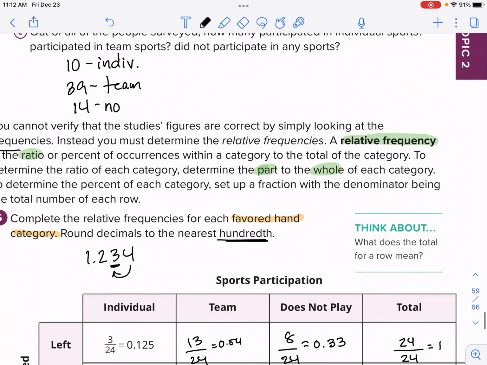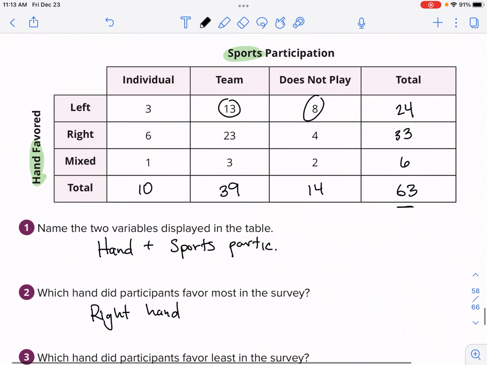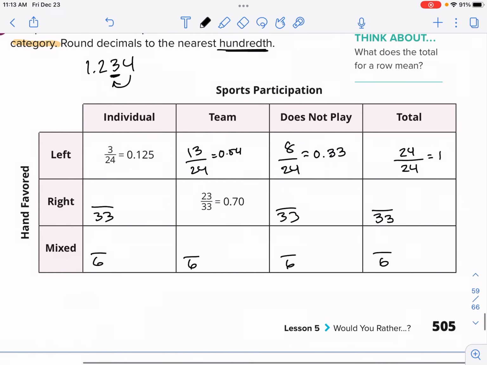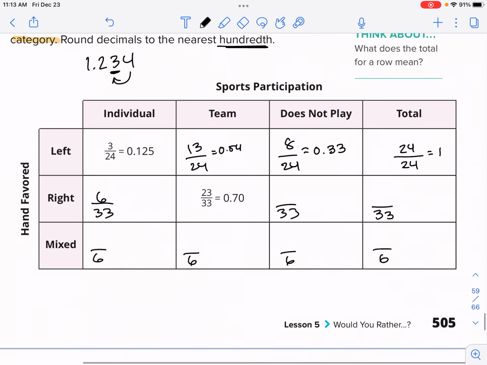So right-handed people that play an individual sport. Actually, let's write all these. It's 6, 23, 4. So 6, 23 is already there. 4, and this is 33. And let's simplify each one. The first one is going to be approximately equal to 0.18, so 18%. We have the second one. The other one is going to be 0.12, 12%, and 33 divided by 33 is 1.